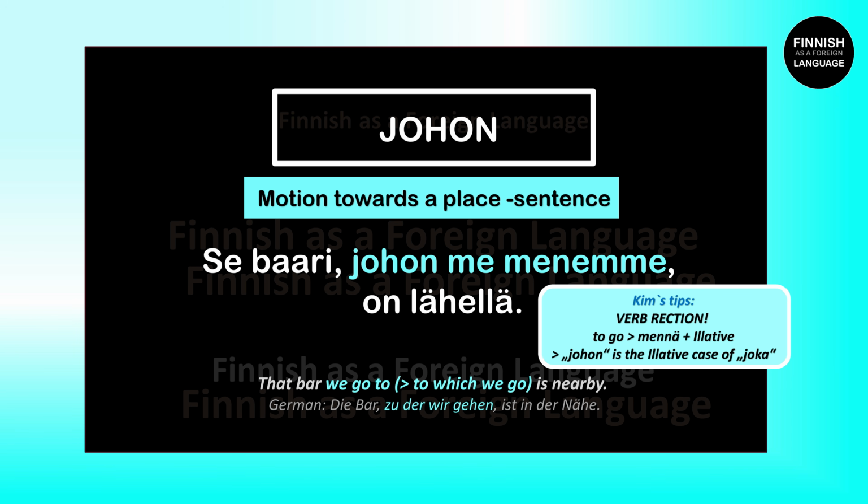So when we want to say menemme baariin, which means we are going to the bar, we use the ilative case, hence johon for the relative pronoun. So here in this sentence, johon provides additional information about the bar that is nearby. The additional information is that we go there. So let's repeat again. Se baari, johon me menemme, on lähellä. In English, that bar we go to is nearby. Let's have another example.